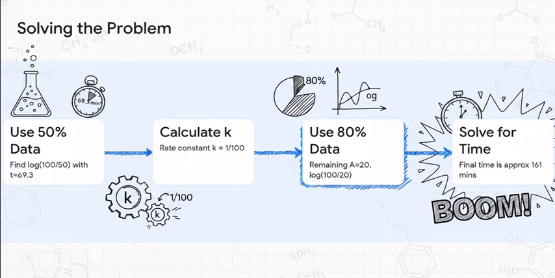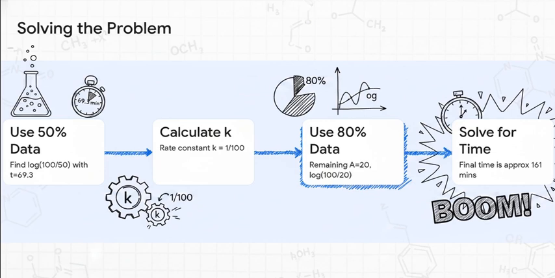Step 2. We calculate our rate constant K. The log of 2 is roughly 0.301. When you multiply 2.303 by 0.301, you magically get exactly 0.693. So our equation becomes K equals 0.693 divided by 69.3. Do that quick math, and K equals 1 over 100, or 0.01. That is our intermediate key.